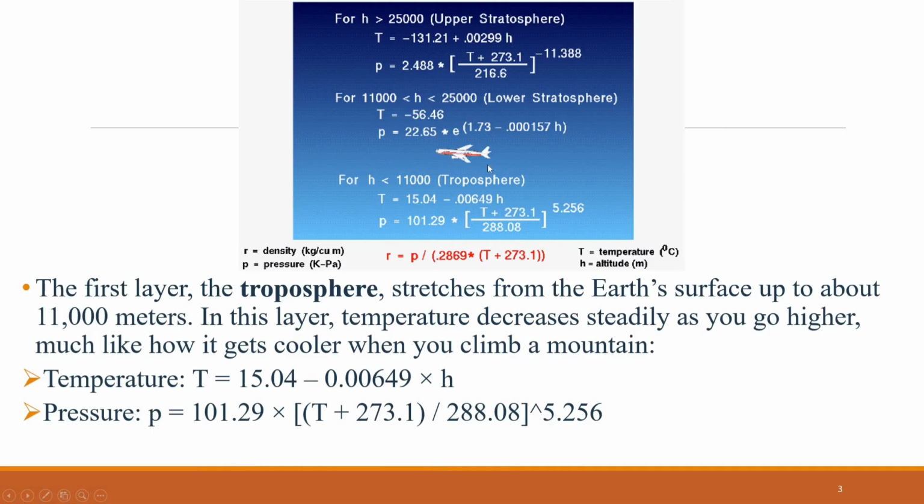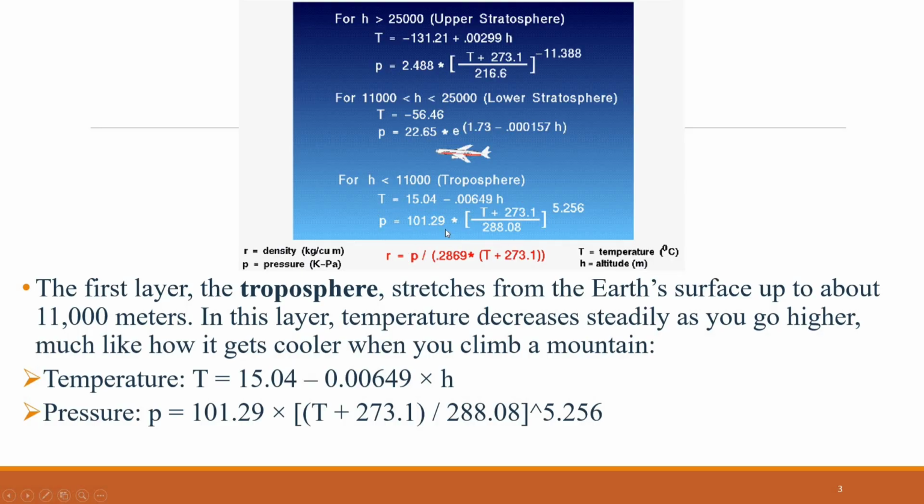The first layer, the troposphere, stretches from the Earth's surface up to about 11,000 meters. In this layer, temperature decreases steadily as you go higher, much like how it gets cooler when you climb a mountain. The temperature at any given height can be calculated as 15.04 degrees Celsius minus 0.00649 times the height in meters.